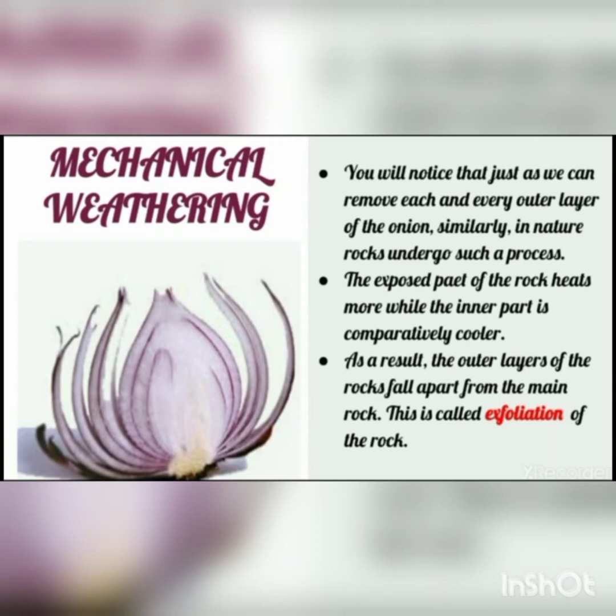तो यहाँ पे क्या बोला गया है, when the rocks are getting the heat, the full portion of the rocks is getting heated, but the outer portion, जो उसका बाहर का portion है, is getting more heat as compared to the inner part. So inner part कैसा है, comparatively it is cool as compared to the outer part. So as a result what happened, the outer layer of the rocks is falling apart, अलग हो जाता है from the main rocks.